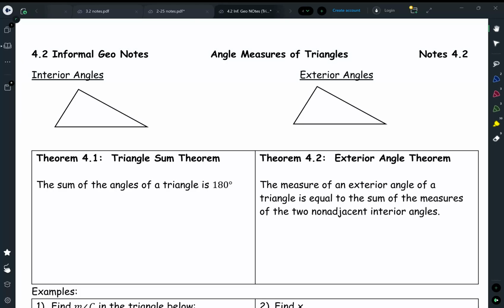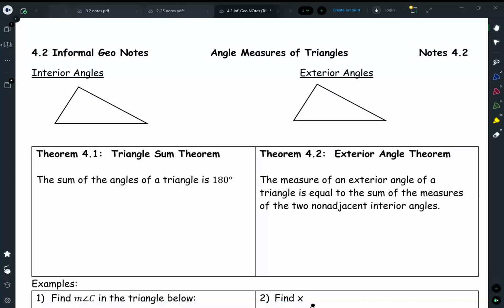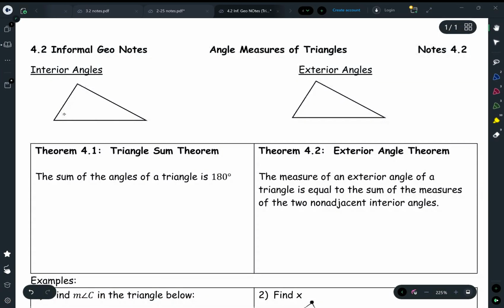So interior angles are the kinds of angles we've pretty much been working with all year. So in a triangle that would be like this angle here. Like this is an interior angle, this is an interior angle. So we have three interior angles here. So these are interior. Exterior angles are going to be if I extend a side, the angle that's outside the triangle. That's going to be an exterior angle.